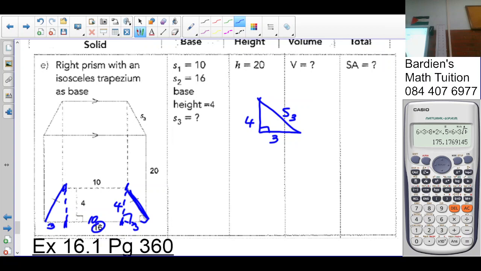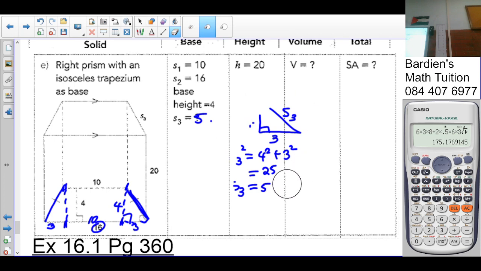So how do you think we're going to work out S3? Can you use Pythagoras again? So S3 squared is equal to 4 squared plus 3 squared, which is 16 plus 9 is 25. The square root of that is going to give you 5. So S3 is 5. You all okay with that?